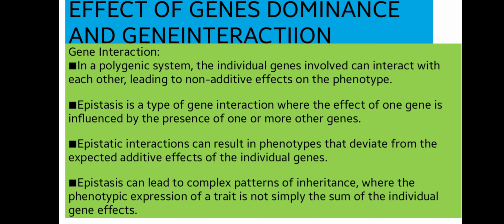Next is the effect of genes in gene interaction. In a polygenic system, the individual genes involved can interact with each other, leading to non-additive effects on the phenotype. Epistasis is the type of gene interaction where the effect of one gene is influenced by the presence of one or more other genes. Epistatic interactions can also result in phenotypes that deviate from the expected additive effects of the individual genes. Epistasis can also lead to complex patterns of inheritance where the phenotypic expression of a trait is not simply the sum of the individual gene effects.